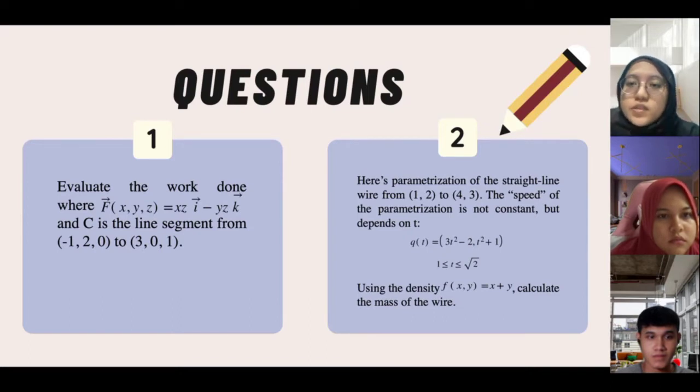And the next, question 2, is a parameterization of a straight line wire from (1, 2) to (4, 3). The speed of the parameterization is not constant but depends on t, with the equation q(t) equal to (3t squared, 2t squared + 1), where t is between 1 and 2. Using the density f(x, y) equals x plus y, calculate the mass of the wire.